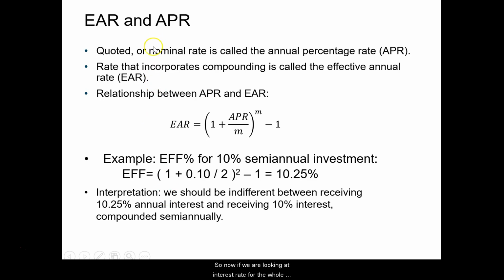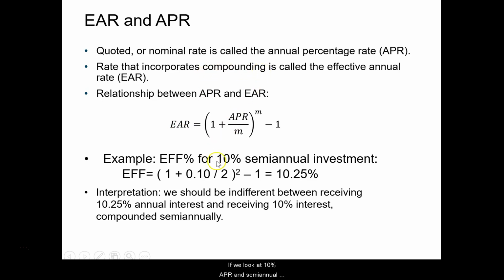Now, if we are looking at the interest rate for the whole year, we call it the annual percentage rate, or the APR. Sometimes it's also called the nominal rate, or the quoted rate. For example, if the annual interest rate is 12%, that's the 12% APR. If we do monthly compounding, 12% divided by 12 means 1% monthly interest rate. If you use 1 plus the monthly interest rate, compound for 12 times within a year, and then minus 1, you get a percentage rate called the effective annual rate. That is a rate of return that incorporates the compounding frequency.